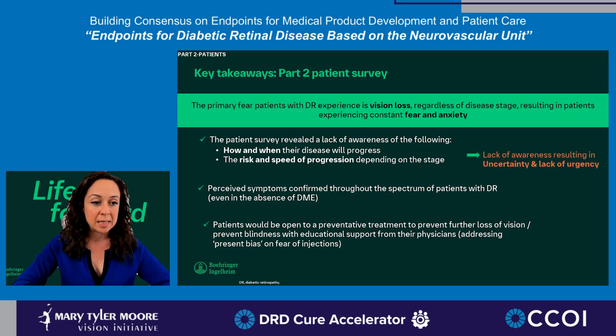So to summarize this last section on the patient survey, these patients really live in fear and anxiety regardless of the stage of their disease. They don't know how, they don't know when, they don't know how quickly it will progress, but they understand that the disease is definitely challenging their quality of life and creating this uncertainty. They all have symptoms, apparently, even at earlier stages.